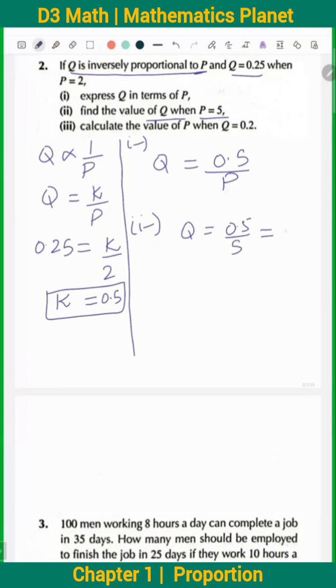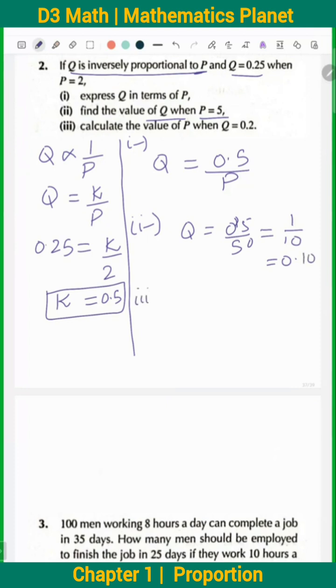What will be the value of Q? It will be 0.1.